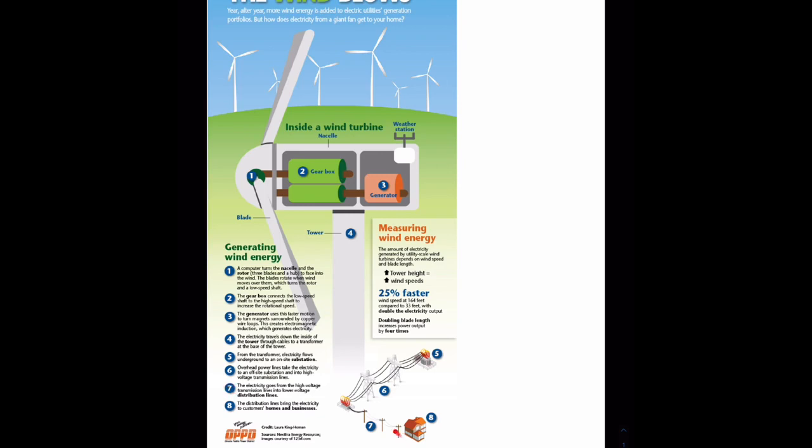7, here we have the electricity goes from the high voltage transmission lines into lower voltage distribution lines, from the higher voltage transmission to lower voltage distribution lines. And 8, the distribution lines bring the electricity to customers' homes and businesses.